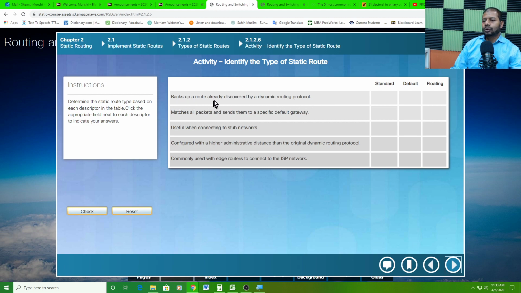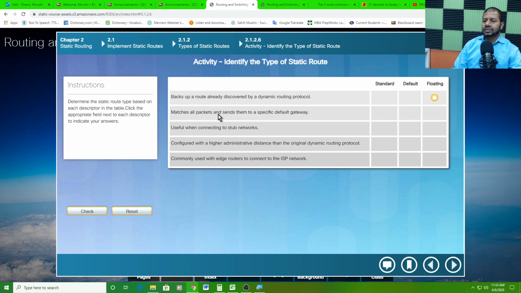Backs up a route already discovered by a dynamic routing protocol. What is a backup route called? It's a floating route. Say EIGRP, RIP, or OSPF already found a route, and you wrote down for the same destination an additional route with a higher administrative distance. That will be called a floating route.